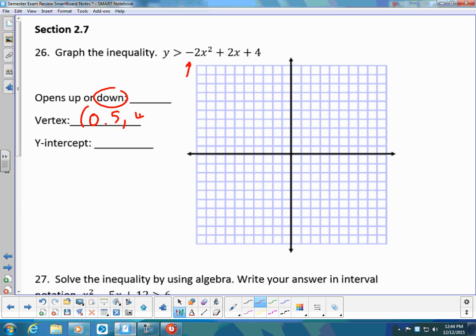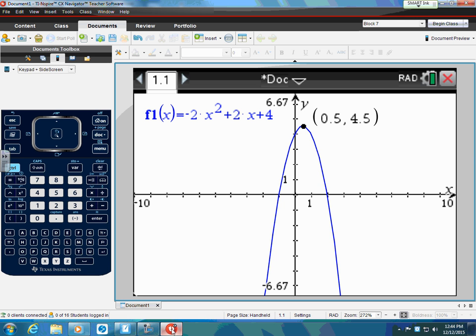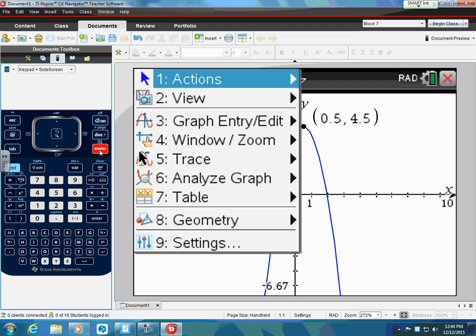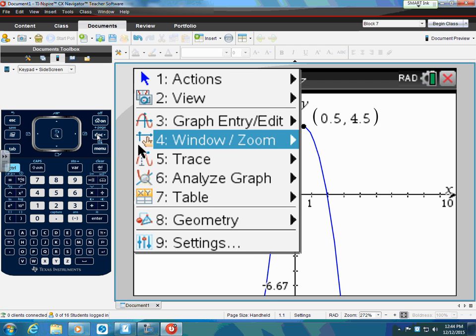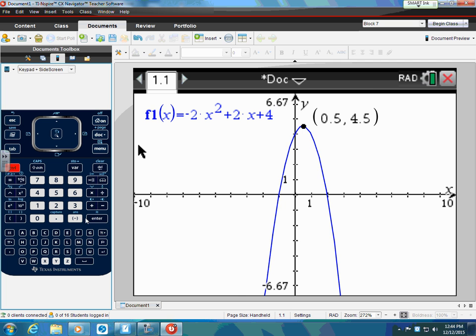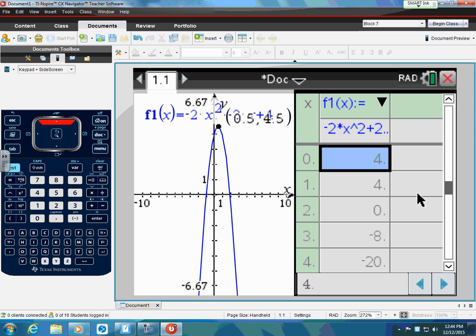0.5, comma 4.5. I can find the y-intercept also either manually by plugging in 0 for the x's here and here, and that term would drop out and that term would drop out, leaving me just with 4. Or I can get that same information by looking at that same graph that I have on my calculator. And that's right here. I can look at where it crosses. I want to do Control T, and I can pull up a table and see that at 0 it is equal to 4.